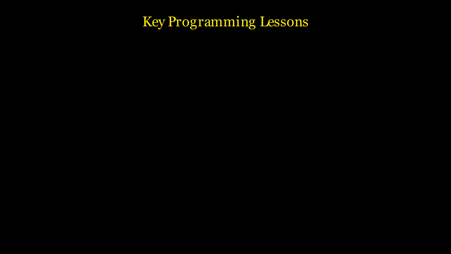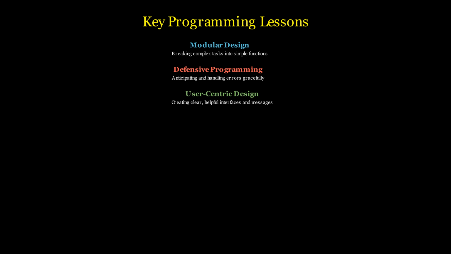Beyond the specific Python skills, this project teaches important programming principles applicable to any software development project. We learned modular design by breaking complex tasks into simple functions, defensive programming by anticipating and handling errors, user-centric design by creating clear interfaces, code documentation through doc strings and comments, and iterative development by starting simple and adding features progressively. These principles apply to all software projects.